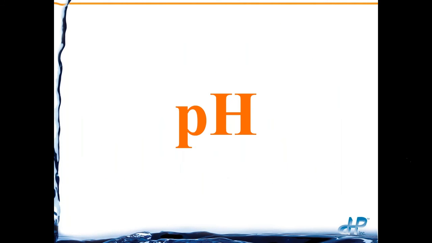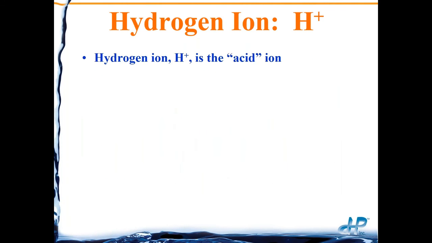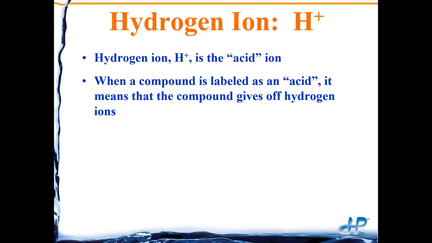So pH, that's what we're here to discuss today. pH is the hydrogen ion. That's what we're measuring. That's the acid ion, the H+1 ion. So when we call a compound an acid, what that means is that compound is giving off hydrogen ions.